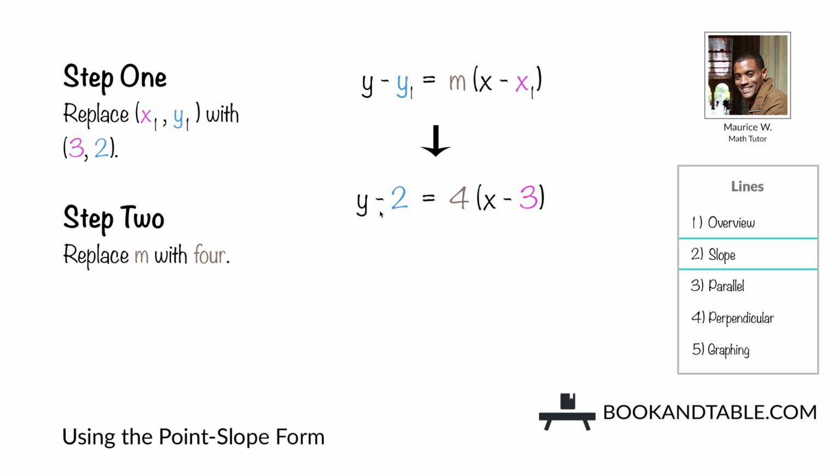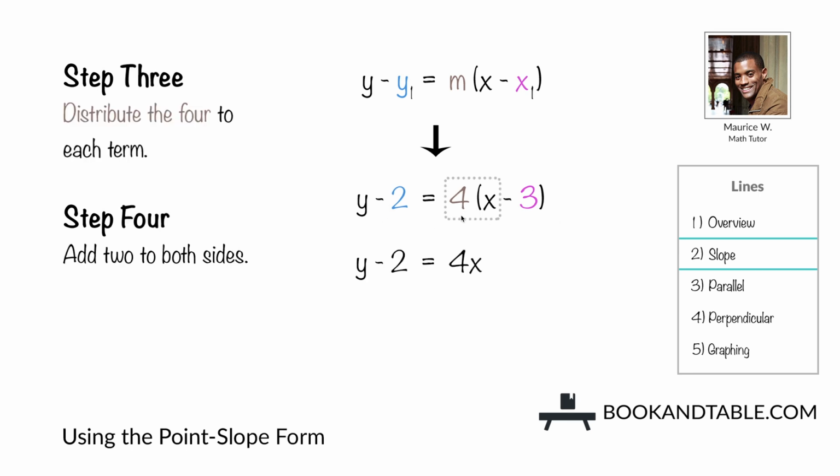So now we've successfully plugged in our point and our slope into the point slope form. And now you want to isolate y on one side so that you have this equation in y is equal to mx plus b form. But before we isolate the y, we must first distribute this 4.